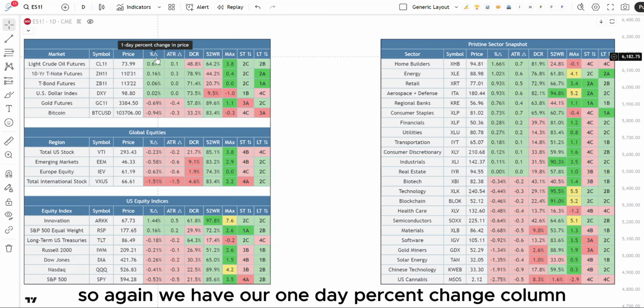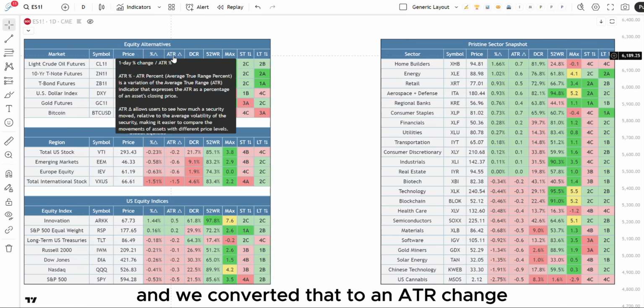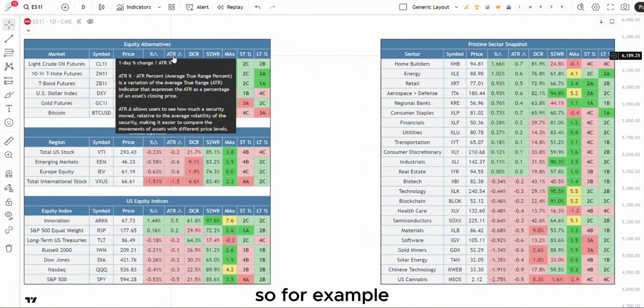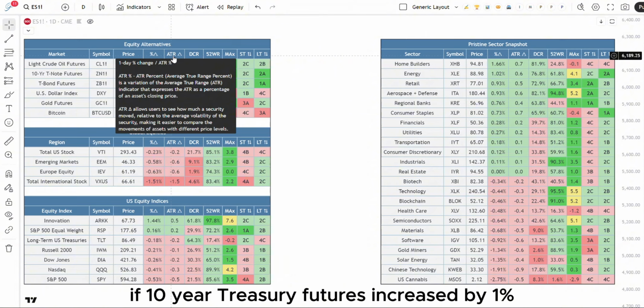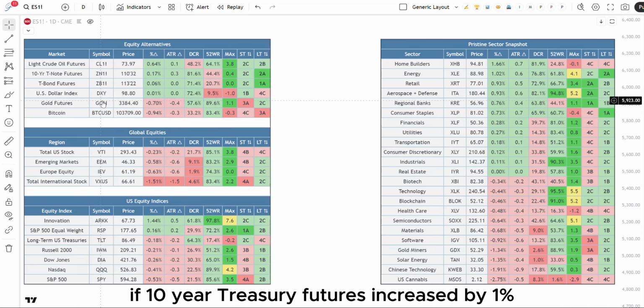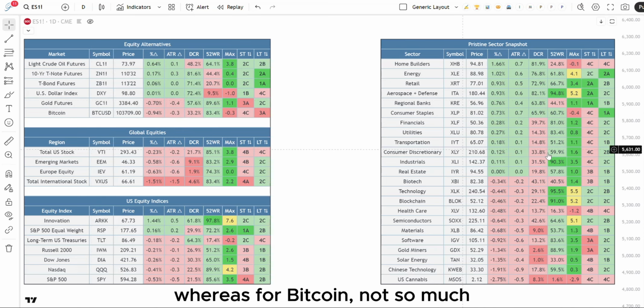So again, we have our 1-day percent change column, and we converted that to an ATR change to normalize for the volatility of each asset. So for example, if 10-year Treasury futures increase by 1%, that's a significant move, whereas for Bitcoin, not so much.